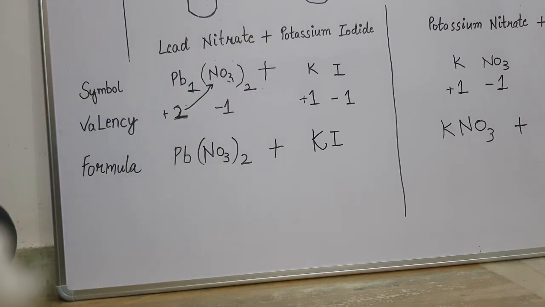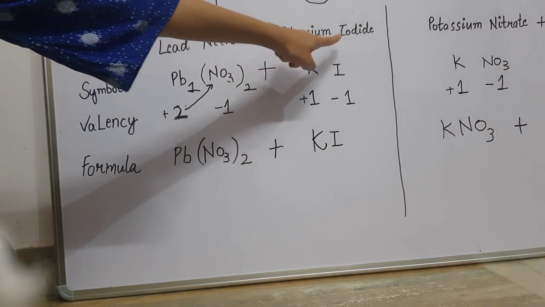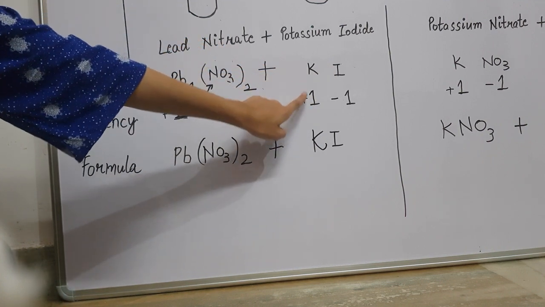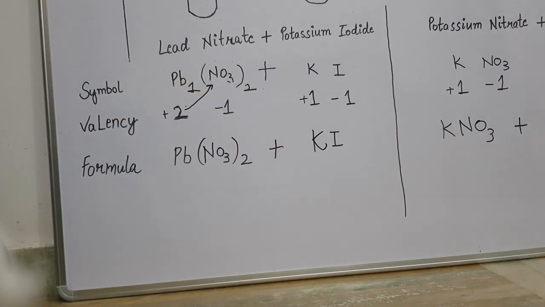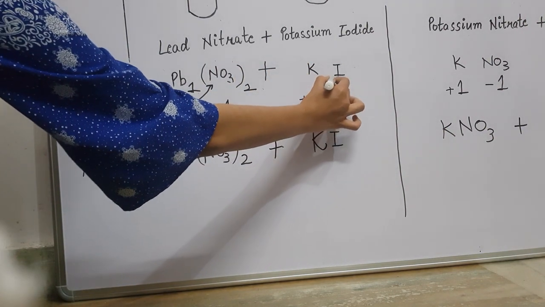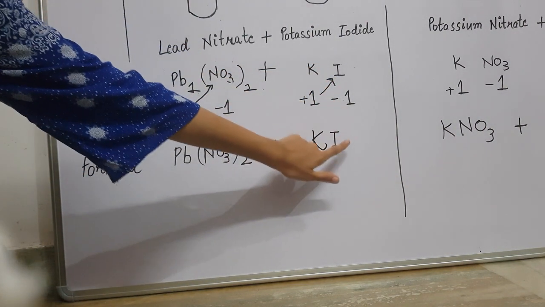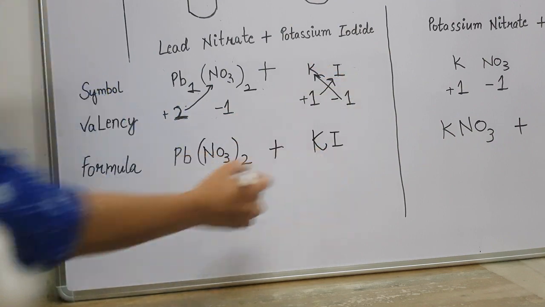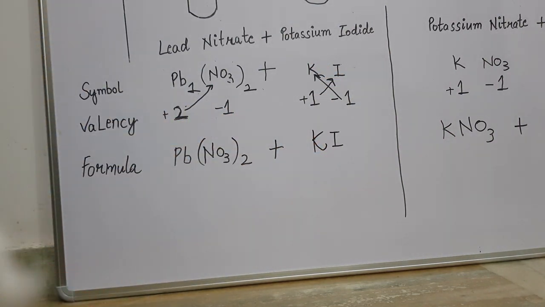Let's talk about potassium iodide. The symbol for potassium is K and the symbol for iodide is I. The valency of potassium is +1 and valency of iodine is -1. When these two react, their valencies will be exchanged. So I will be 1 and potassium will be 1. There is no need to write 1, so it will be simply KI.